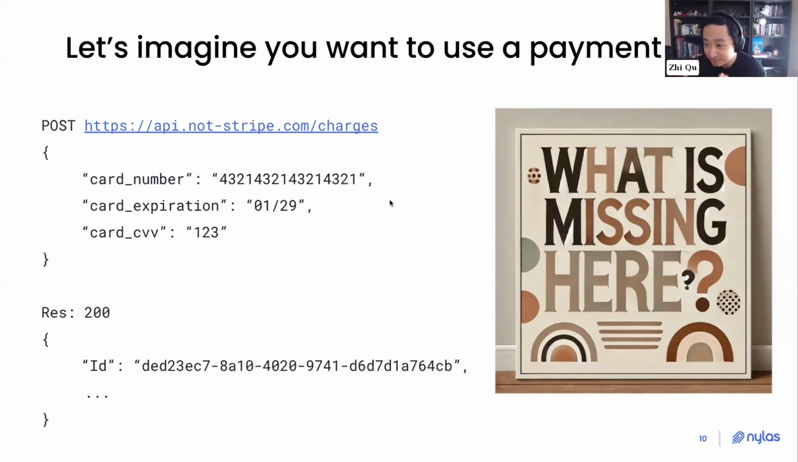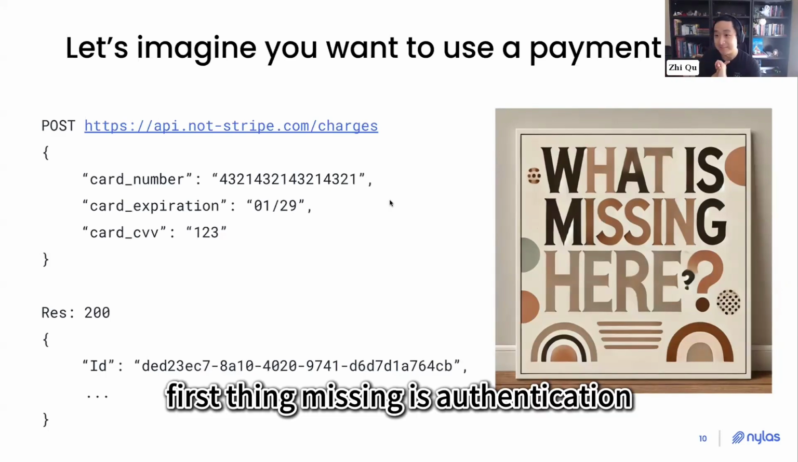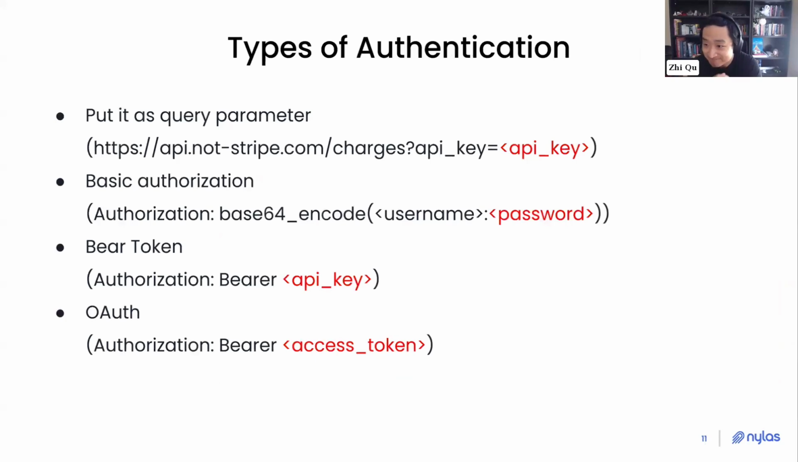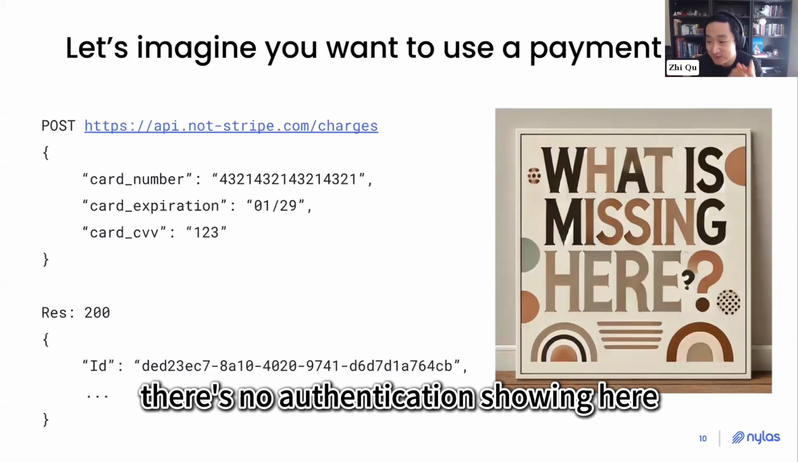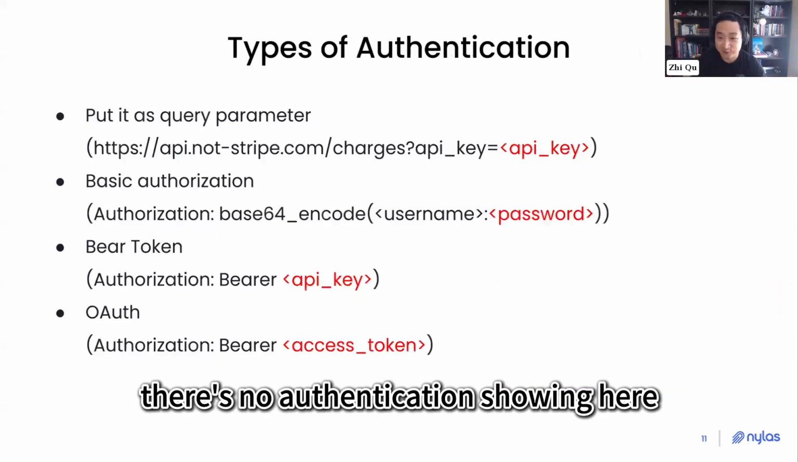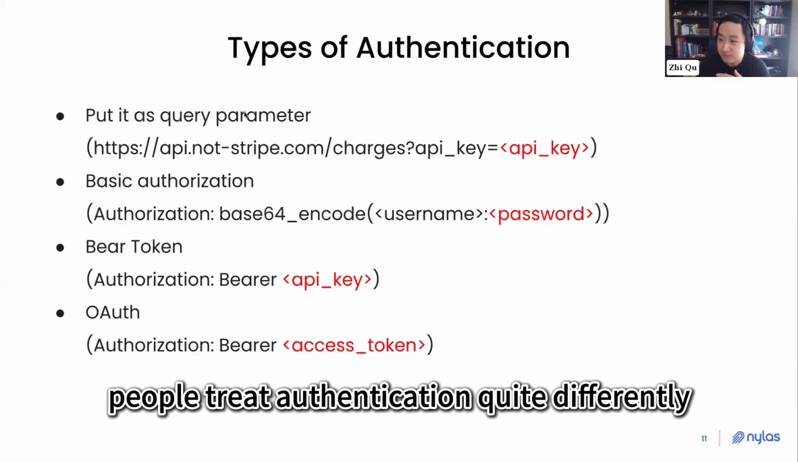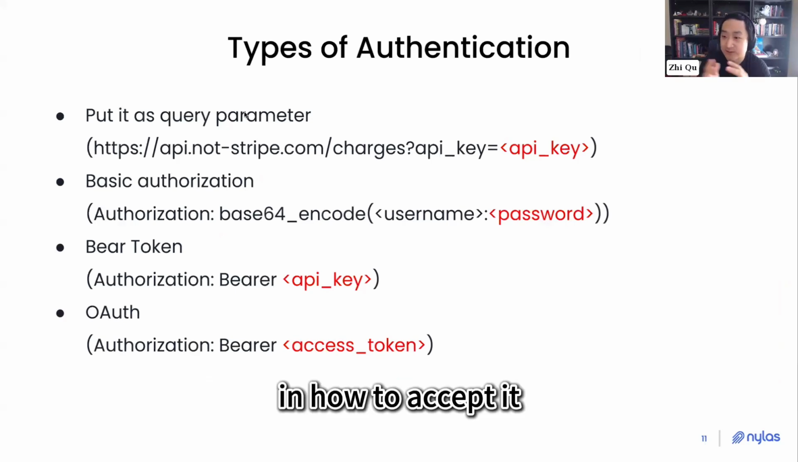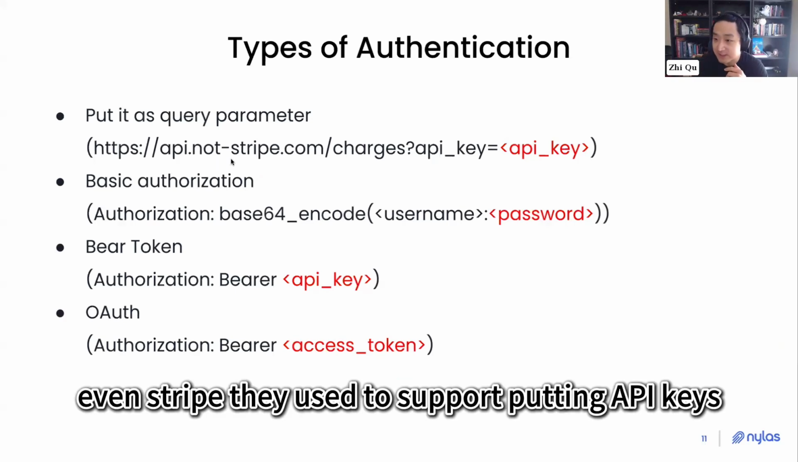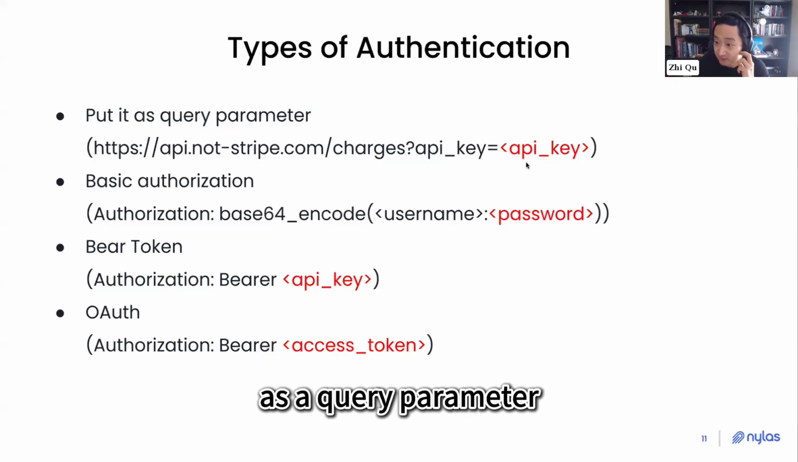What's missing here? The first thing missing is authentication. Right now in this example, there's no authentication showing here. So if a company doesn't put authentication first, maybe it's not a good vendor. People treat authentication quite differently in how to accept it. Even Stripe used to support putting API keys as a query parameter.